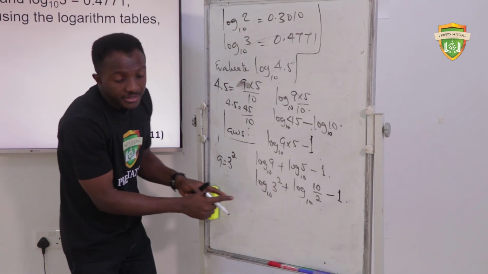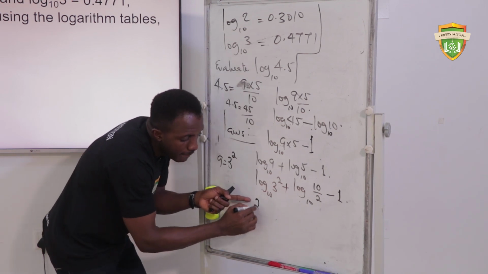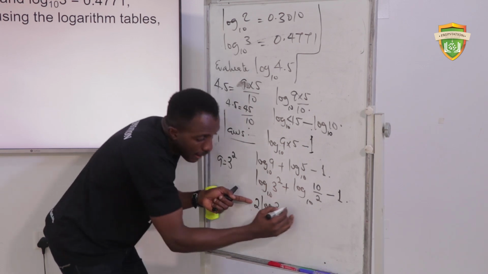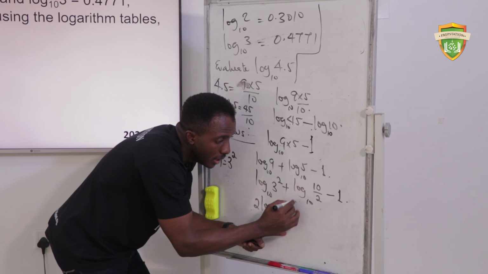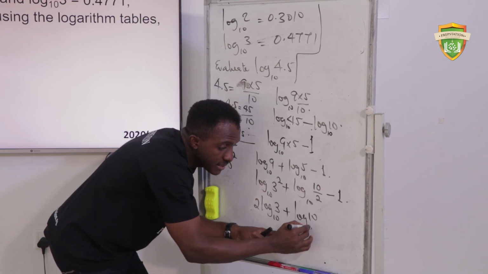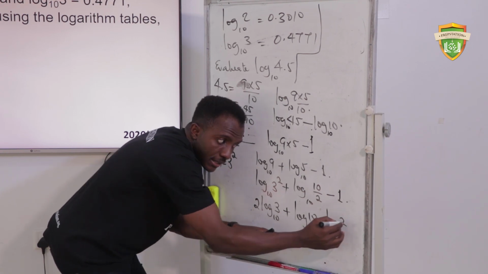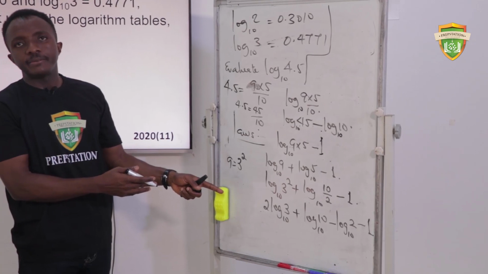1. Now the third law that I stated here earlier makes this log 3 base 10 plus, now we're going to do the same thing, the second law, log 10 to base 10 minus log 2 to base 10, and then we have minus 1. I hope this is clear.